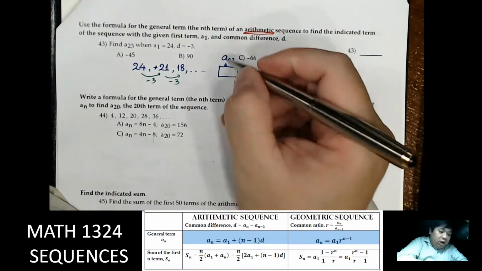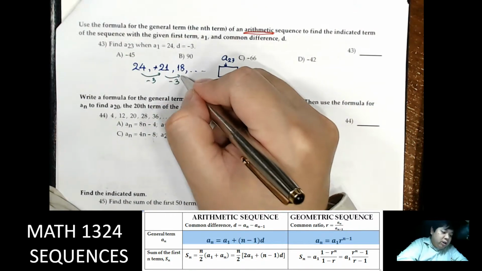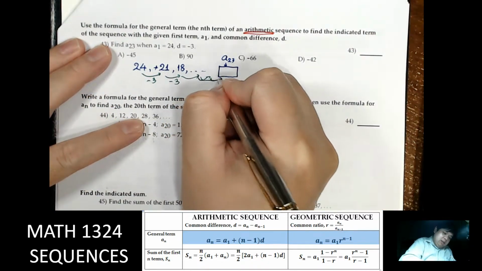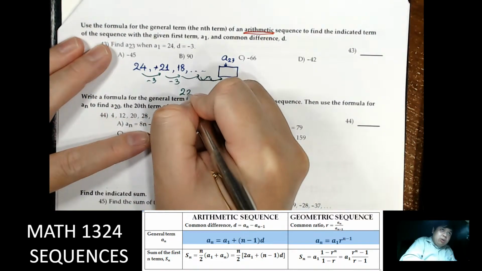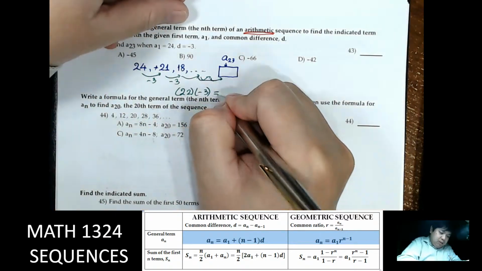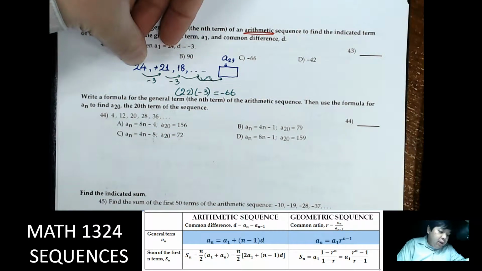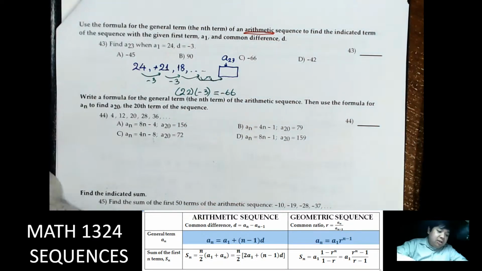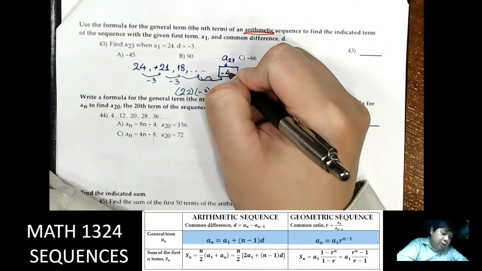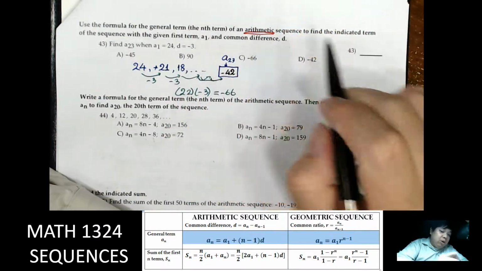So to get to the 23rd term, we're going to need to have 22 of this, 22 of the minus 3. So we just say 22 times minus 3 is negative 66. So from the first term of 24 go to negative 66, we're going to have negative 42. Right. So we can do that even without any formula.